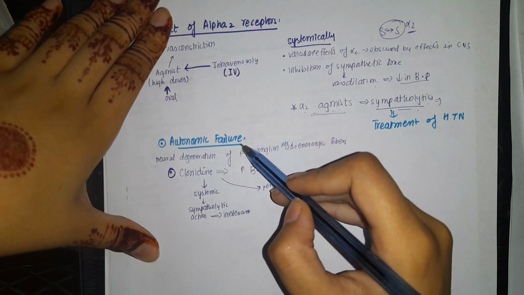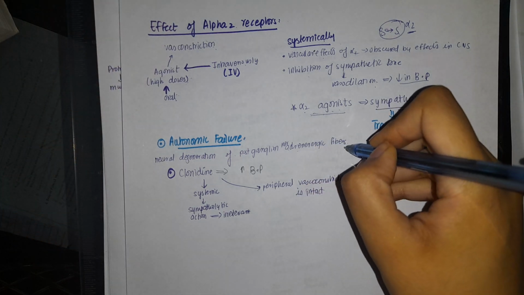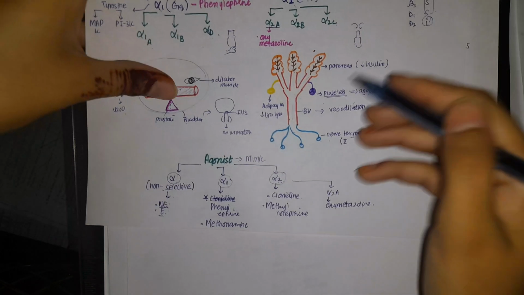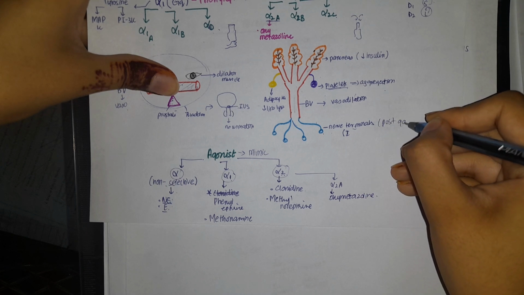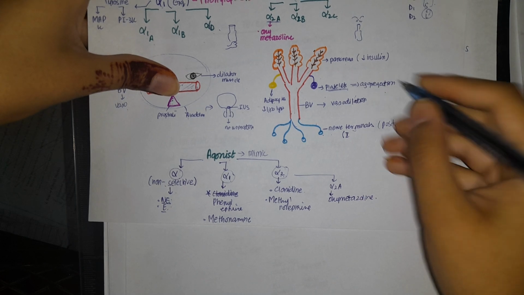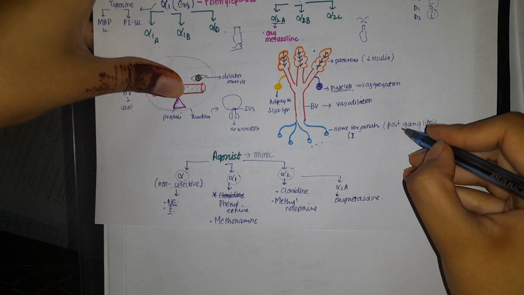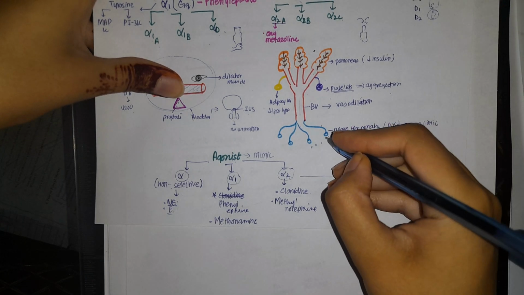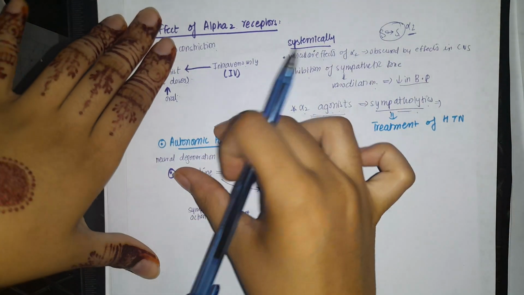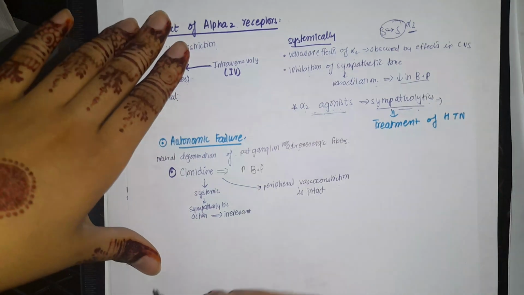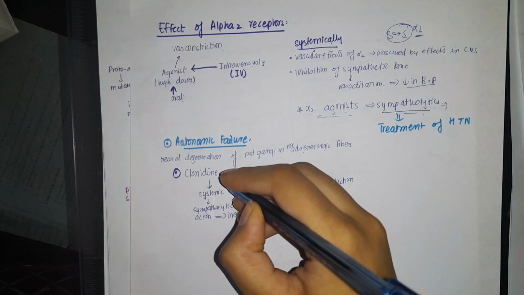Now, autonomic failure. For example, there is neural degeneration of postganglionic noradrenergic fibers. What do I mean by this? You see these nerve terminals. These nerve terminals are postganglionic type, and they are noradrenergic because the type of neurotransmitter released is norepinephrine. So what will happen if these postganglionic noradrenergic nerve terminals are being degraded? What will happen in such a situation? Clonidine will now not have its effect.